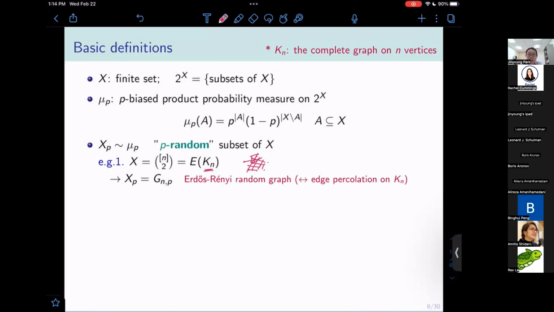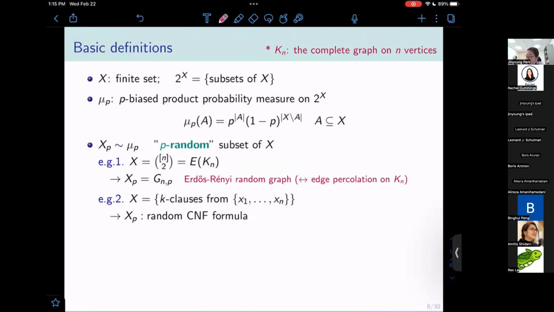So in this case, X_p gives the Erdős-Rényi random graph model, or we can view it as edge percolation on the complete graph K_n. Of course, we do not have to stick to the complete graph K_n. Whatever host graph we have, X_p gives us the edge percolation model on the given host graph, which we can take to be a grid or whatever we want. Another example is if we take X to be the collection of k-clauses from n variables. In this case, X_p can be viewed as a random CNF formula, which is another interesting object in computer science.